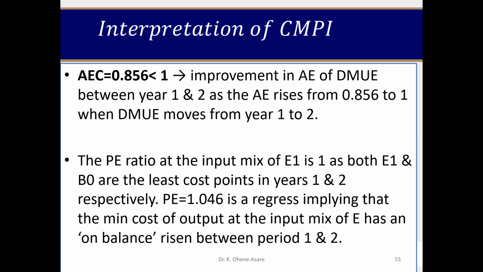Okay. Now watch the word. The minimum cost has gone up. So it means that cost itself, which is supposed to be minimum, has gone up. So that's not good news. That is why there's a regress. Are you guys understanding it? Okay. If you don't take note, you might think that the word risen is implying progress. It's not progress. We are talking about the minimum cost which has gone up. And no wonder that is reflected in a price effect regress value.